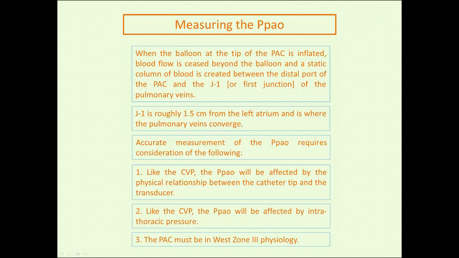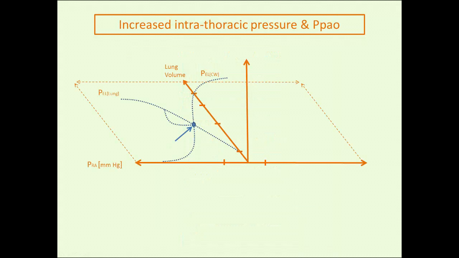And finally, the tip of the pulmonary artery catheter must be in West Zone 3 physiology, as I discussed in a previous slide, and I'll get into a little bit more of that in a couple of slides. So again, this is the marriage of the Campbell and Guyton analyses. This is stolen from Chapter 3. It's going to be a bit detailed, but I think that you guys are all ready for it now that we're on Chapter 7 and you really appreciate the relationships between pulmonary physiology and cardiovascular physiology.